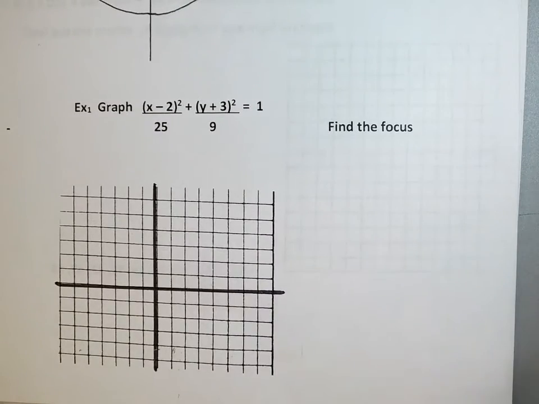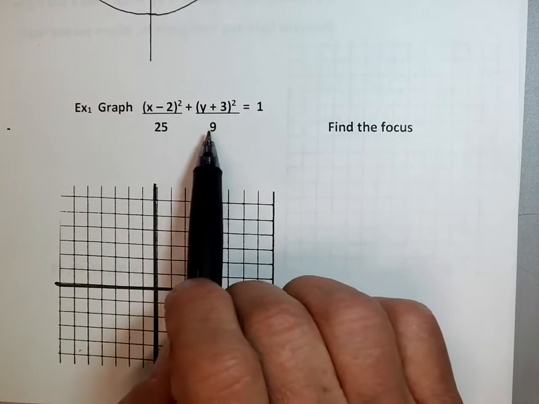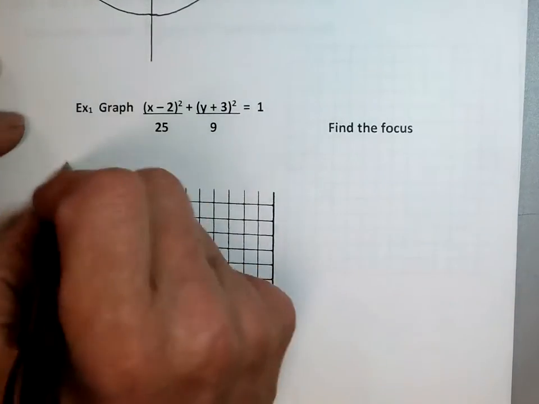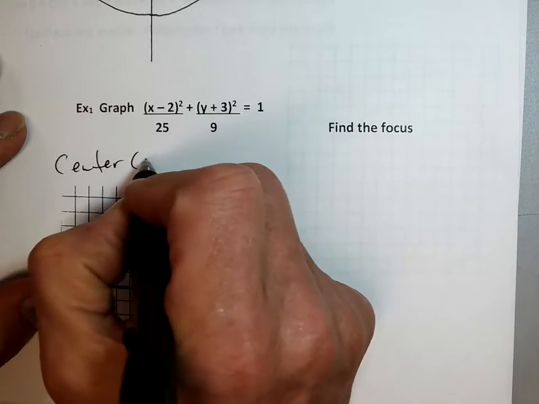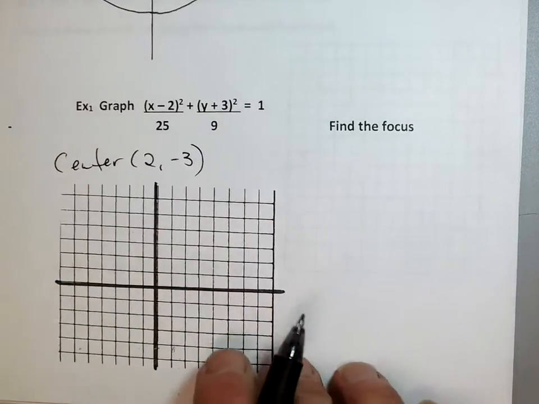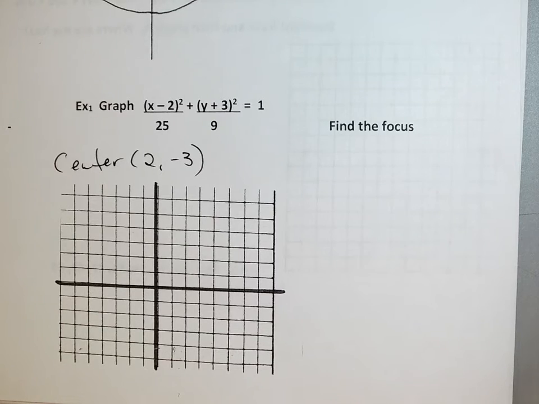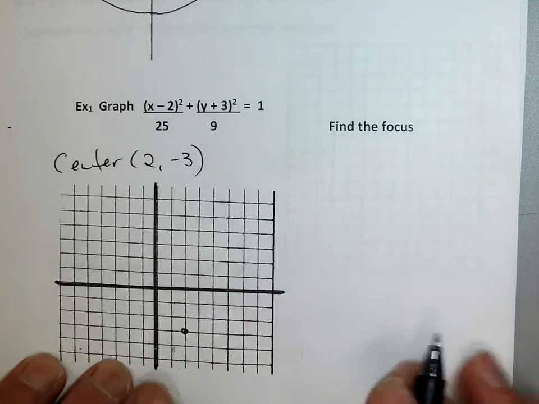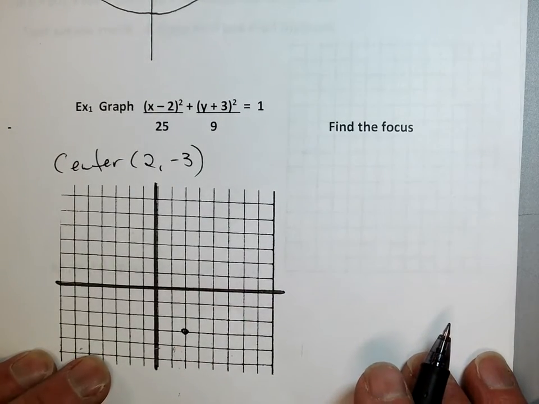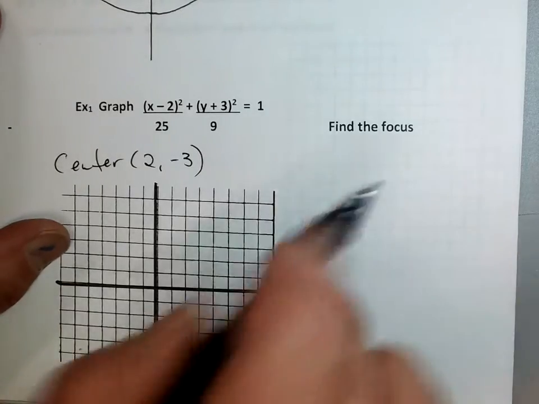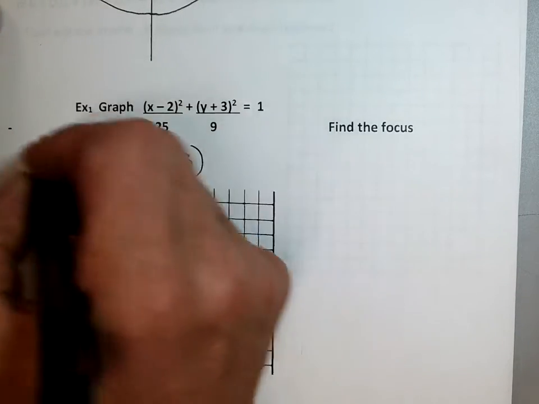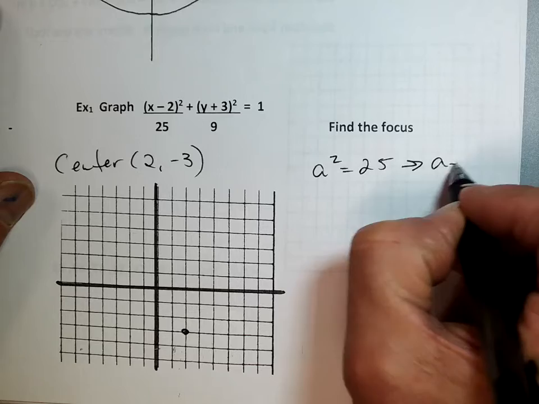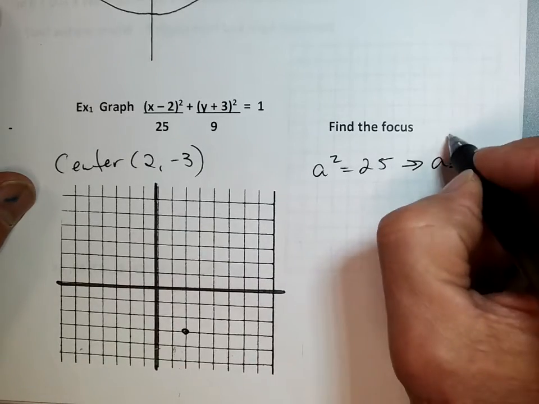Now, let's take a look at our first example. So example 1, graph (x minus 2) squared over 25 plus (y plus 3) squared over 9 equals 1. Has to equal 1, standard form. So we know the center is at (2, -3). Agreed? So I'm just going to go to my (2, -3). So a squared is 25, therefore a is 5. And that's along the x, isn't it?